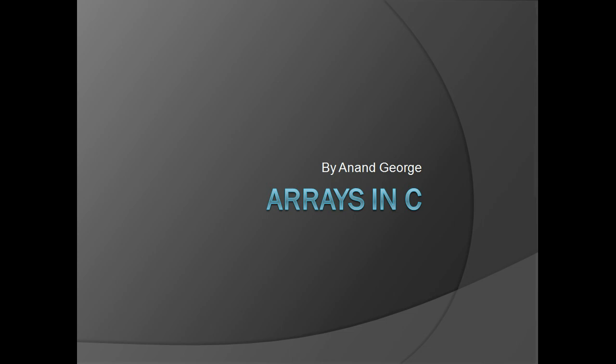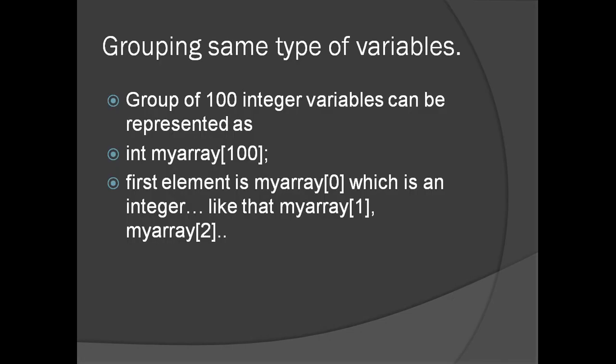Today we're going to discuss arrays in C. Normally we use an array for storing variables of the same type, for example, a group of 100 integers. It can be represented as int my_array[100]. Notice the square brackets; that is the representation of an array. We can access each element in an array like my_array[0], my_array[1], my_array[2], etc.